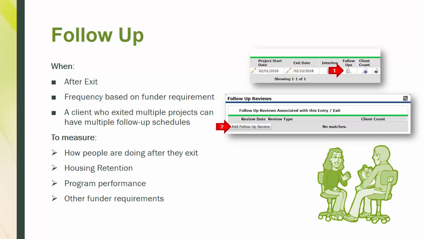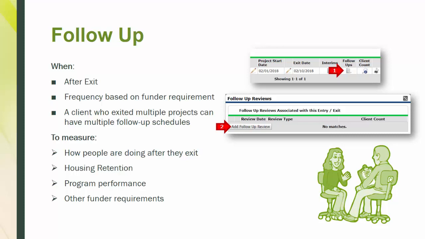Interim reviews happen between the entry and exit. Follow-ups are snapshots done after the exit. The date and frequency are based on your funder requirements and vary from program to program. Follow-ups are often used to check in with the client to find out if they're still housed. To record a follow-up, the client must first have exited from the program.